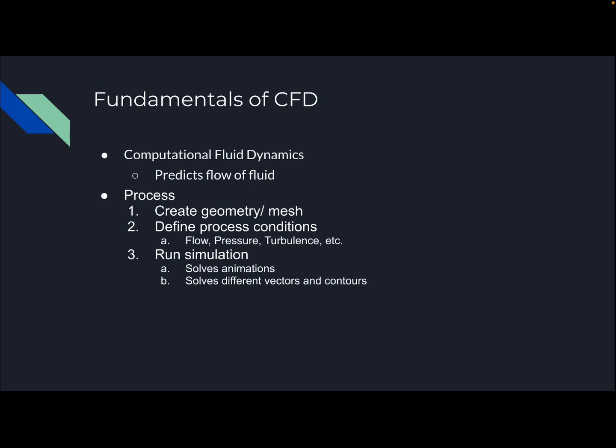The process of using CFD starts with creating the geometry or mesh to be able to define your object, define the process conditions like the flow, pressure, turbulence, and velocities, and then to run the simulation using different animations and pressure and velocity contours. There are a lot of other options for those vectors and contours, as I mentioned, which we'll get into a little bit as well.